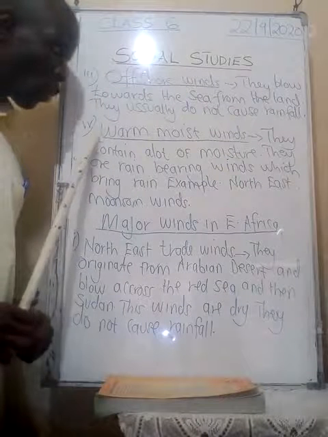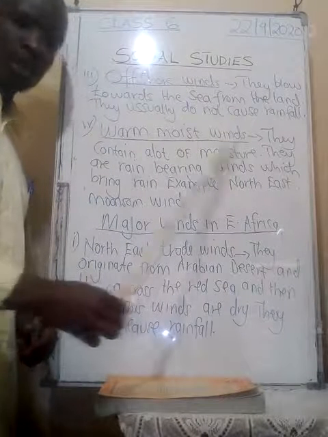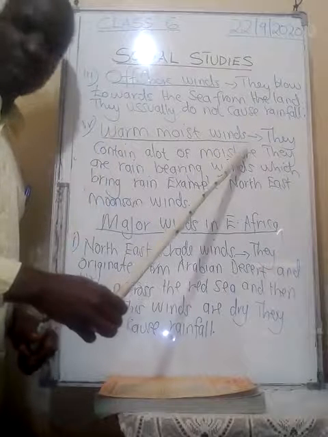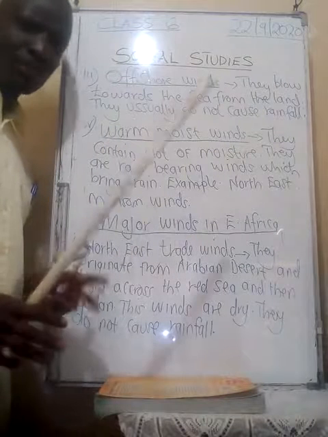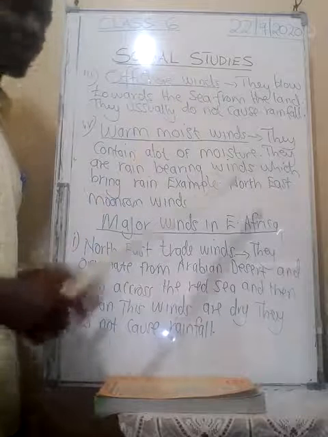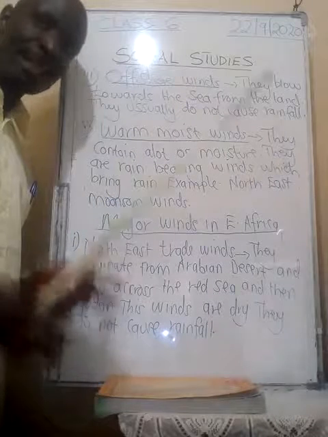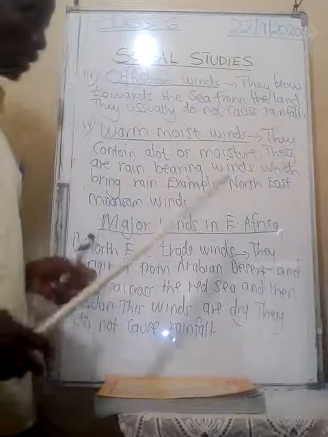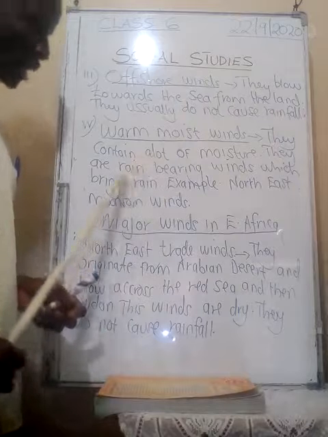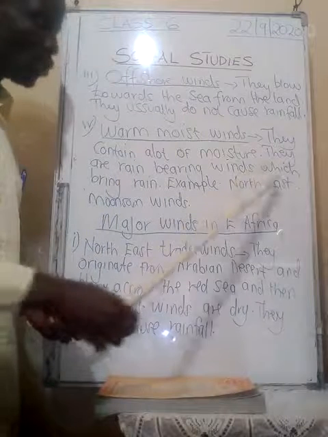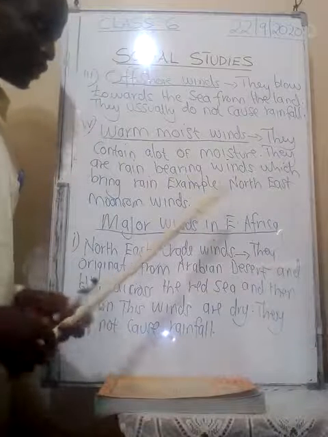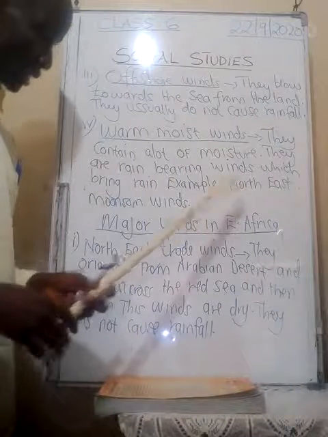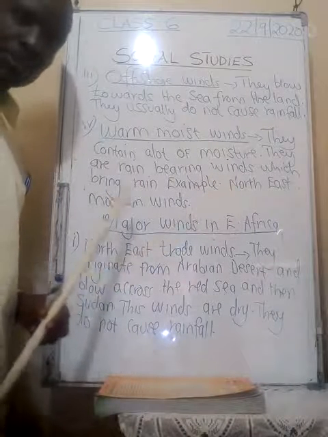The next and last type of wind we are calling warm, moist winds. These are winds that contain a lot of moisture, and therefore, when they have a lot of moisture, automatically they will cause rainfall. So they are called rain-bearing winds, which bring rain within the land. An example of them is the northeast monsoon winds that bring rainfall.